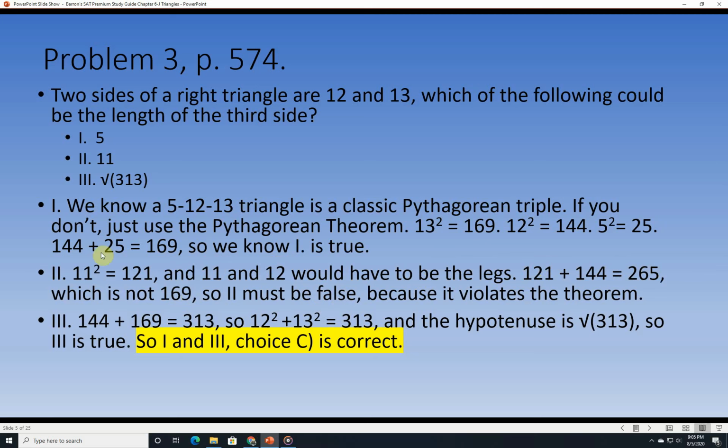Now, 3. 12 squared, 144, plus 169, which we know is 13 squared, equals 313. So 12 squared plus 13 squared is 313, and the hypotenuse would be the square root of 313, so 3 is true. So 1 and 3, choice C, is correct.